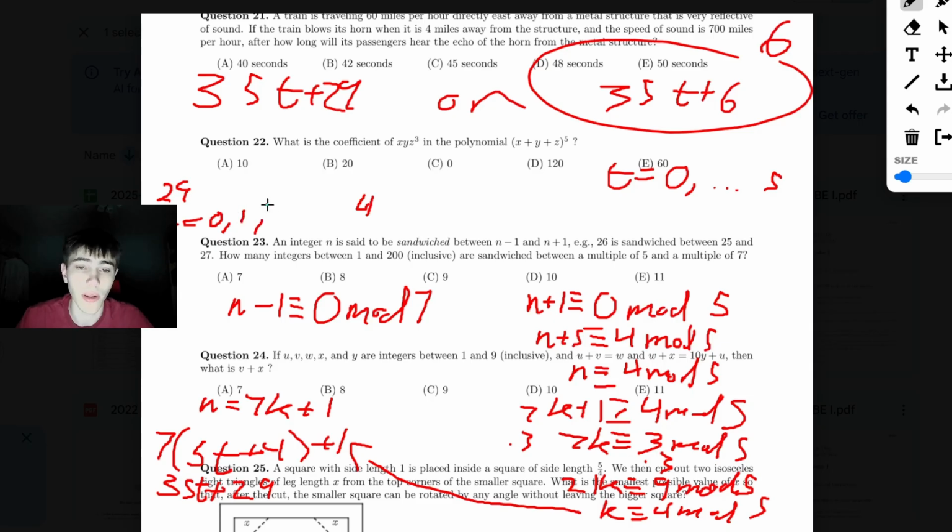0, 1, 2. I don't know why I'm putting dots there. I could just put a 3. 0, 1, 2, 3, or 4. And that gives us 5 total in this case. So all in all, we've got these 5 cases and these 6 cases together. Boom. 11 cases. So that's our answer.